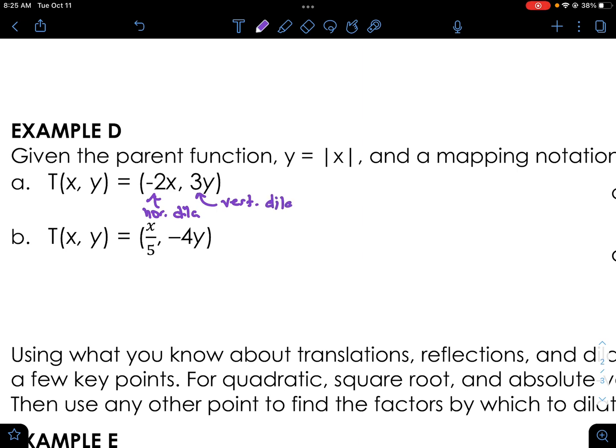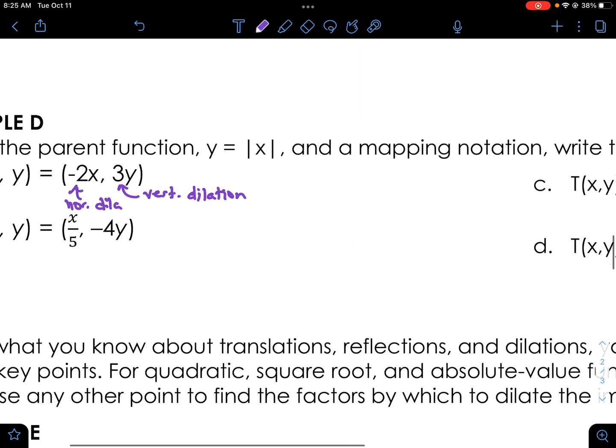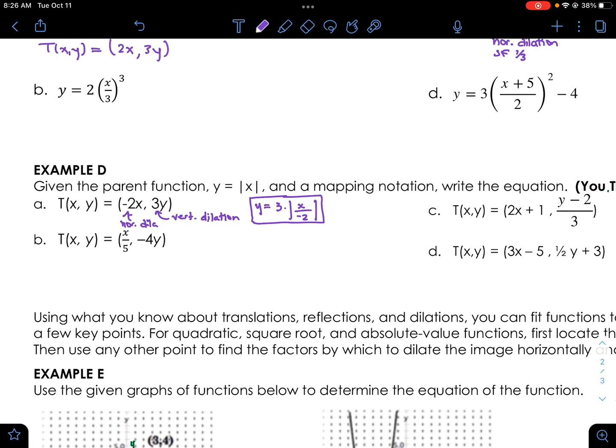And so if we want to write this, again, we're using the absolute value equation. We would have y equals our vertical dilation, which is 3, times, we have x, we're multiplying by -2, so now we're going to divide by -2. Because again, x always lies. And so that would be our equation. There's nothing telling us that we're moving left or right or up or down. So we get 3 times the absolute value of x divided by -2. Again, 3 is our vertical dilation, and then -2 is our horizontal dilation.